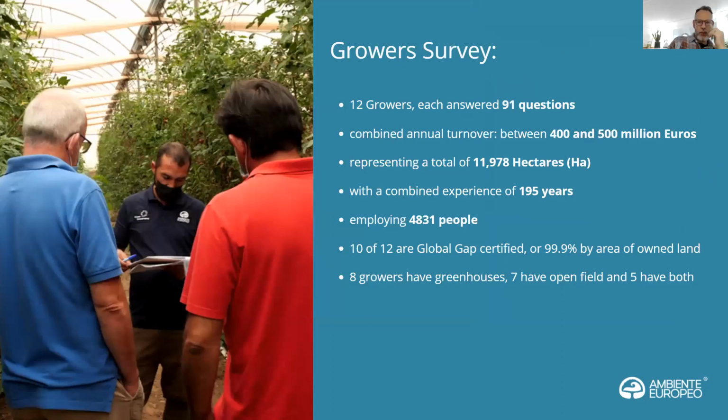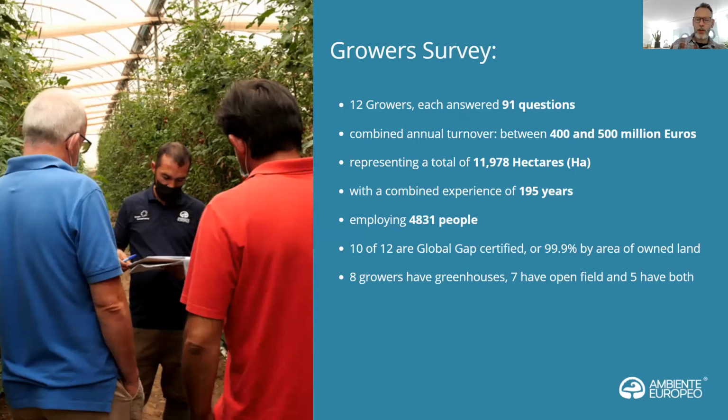So the growers involved in the survey specifically, it was a long survey, and that gives you an idea of their commitment to this. So 91 questions were asked. That would vary depending on the nature of their operations. And to give some perspective about the value of this, the answers from these people, that combined annual turnover is estimated to be between 400 and 500 million euros. These 12 growers represent nearly 12,000 hectares of land, combined experience of over 190 years, employing a lot of people. 10 of these are Global Gap certified, or 99.9% by area of owned land.